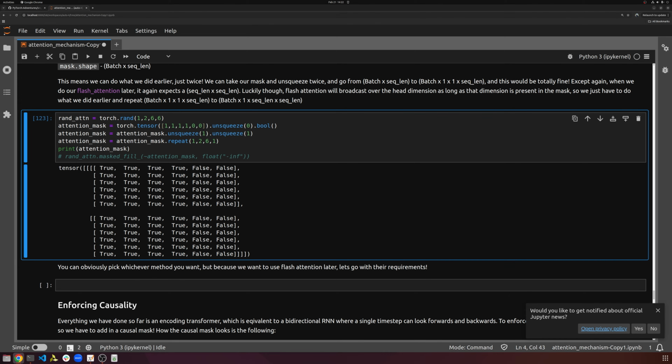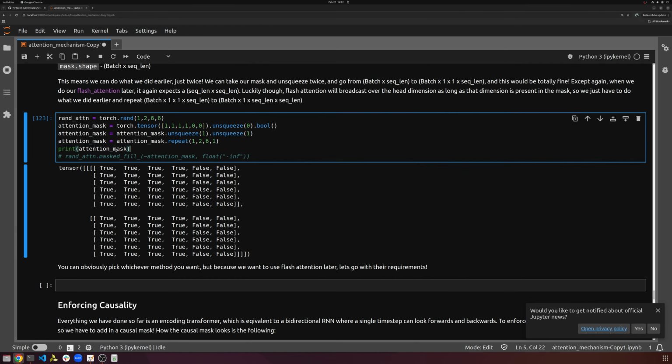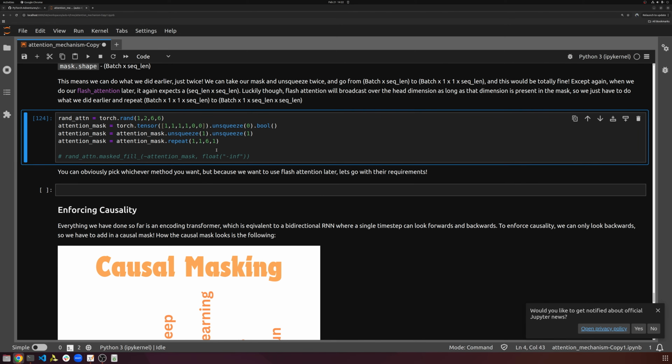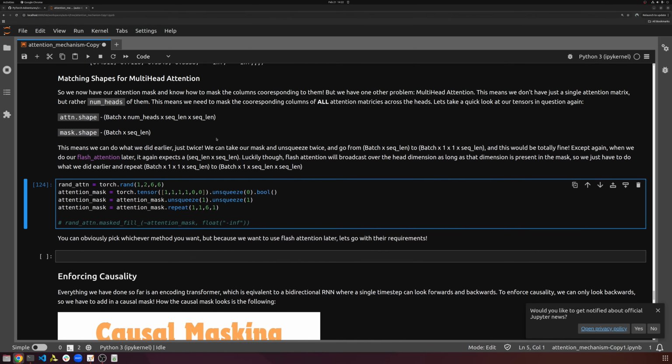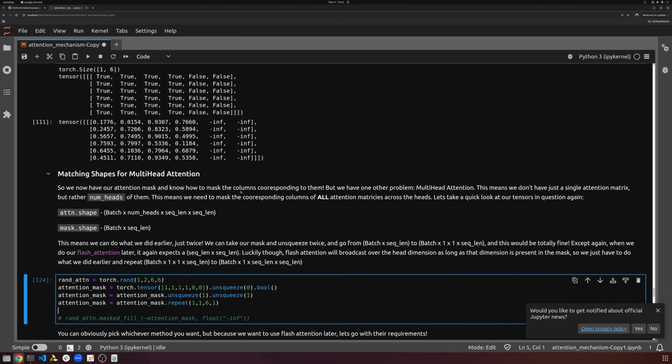2 heads of attention. We're setting these last 2 columns to false. Nothing crazy, right? So just play with it a little bit. If you do it yourself and play with the tensors, it'll start to become immediately obvious what's going on. But flash attention actually will broadcast over the head dimension, I believe. So technically this is all we're going to have to do, but either way, this just sets it up. So this is how we will be doing our multi-head attention with masking.